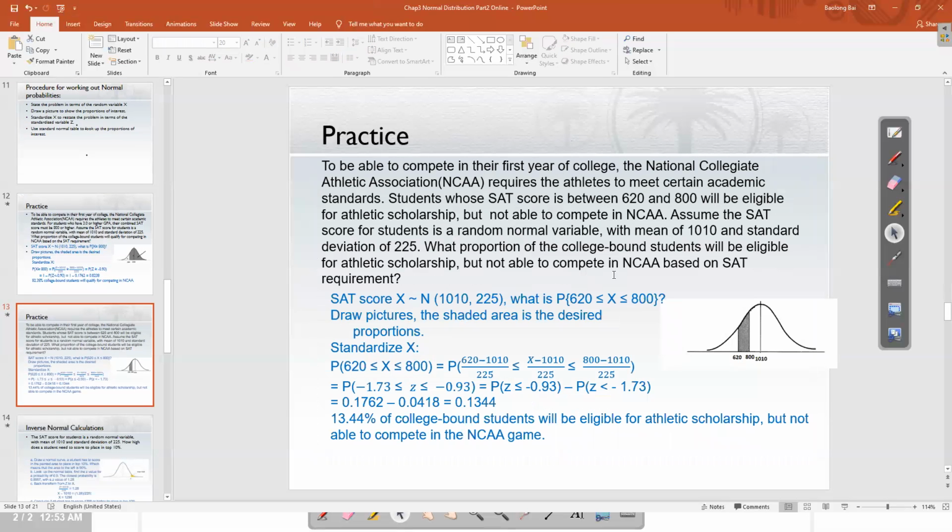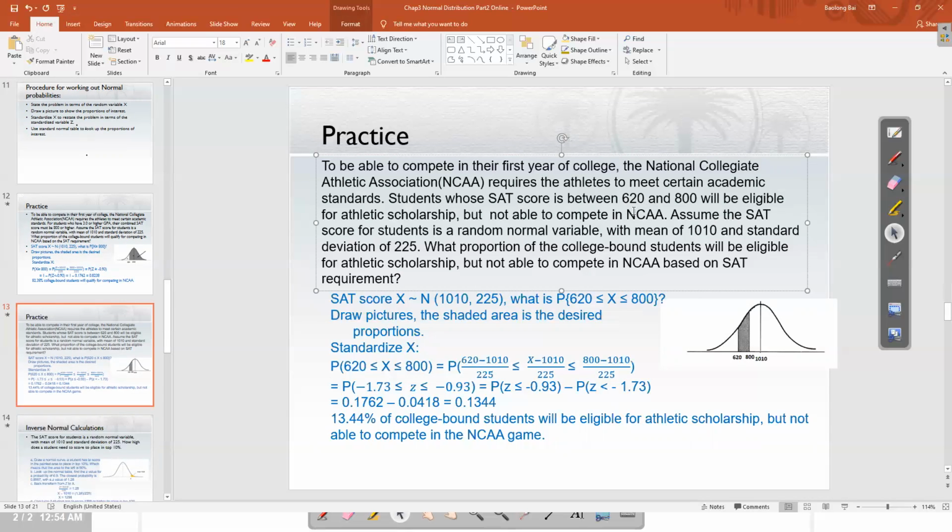Next one, it's very similar. So just the event is different. So earlier we were talking about a student athlete being able to compete in the game. And here is another standard. If a student's SAT score is below 800, they're not able to compete in the game, but they're still able to receive the scholarship if they are above 620.